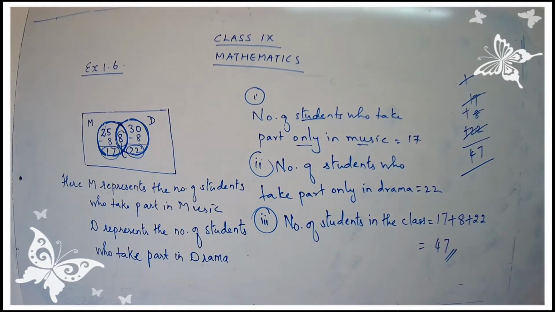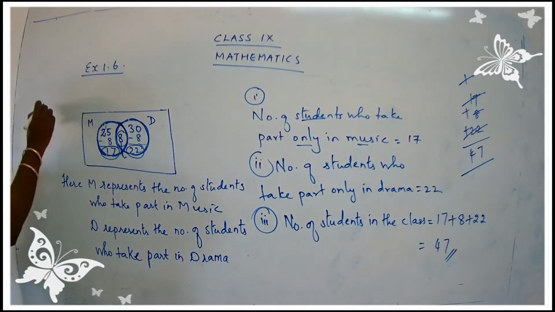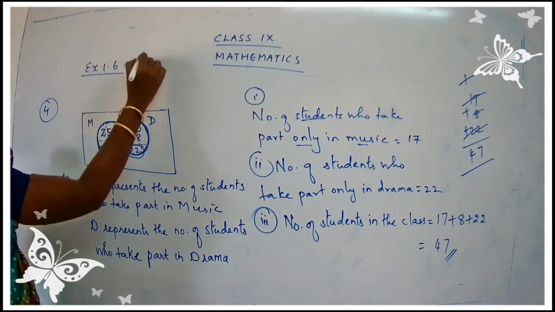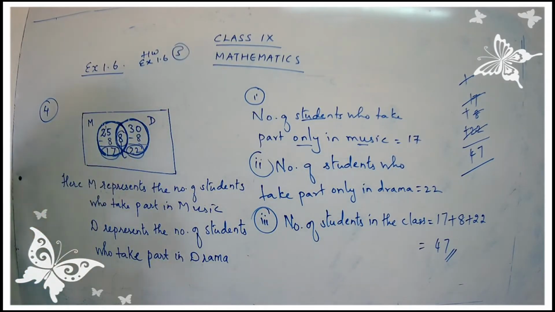Okay, children, so this was sum number 4. Yes? Now, homework from exercise 1.6, sum number 5. From exercise 1.6, sum number 5 will be a homework. Okay? You have to try out the sum using a Venn diagram. You have to draw a Venn diagram. Try to get the answer in this format. Okay, children? Okay. Now, take down the 6th question. You have to take down the 6th question. Take down the 6th question.